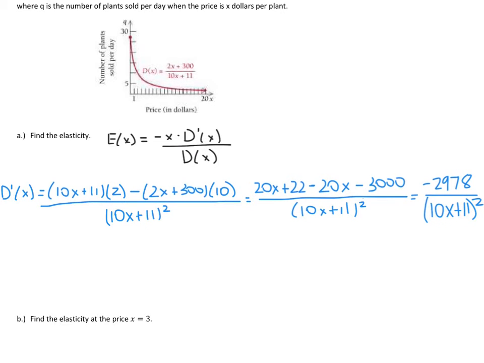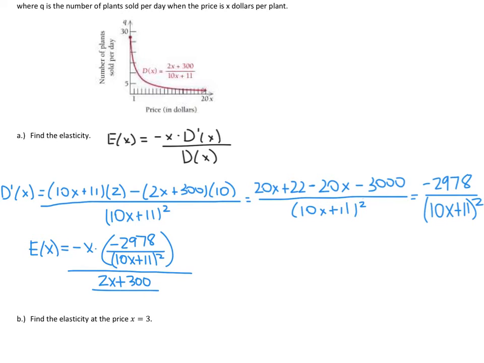So now next let's calculate our elasticity of demand. So E of x is, we take a negative x times the derivative, which we found to be negative 2,978 divided by (10x + 11) quantity squared. And then this is all divided by the demand function, which is (2x + 300) divided by (10x + 11).